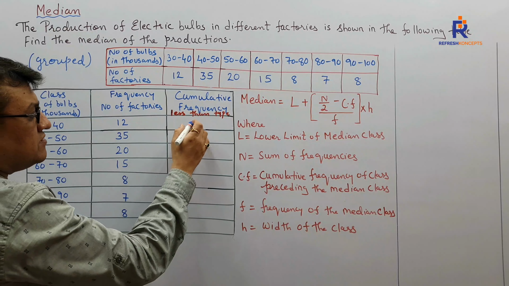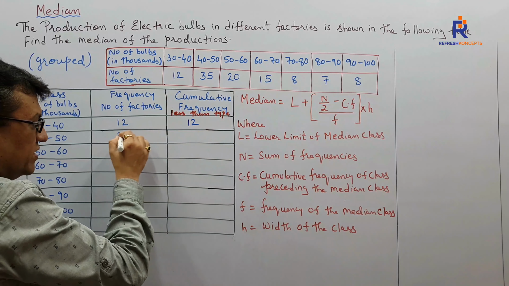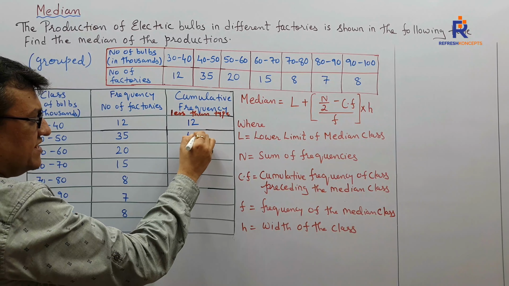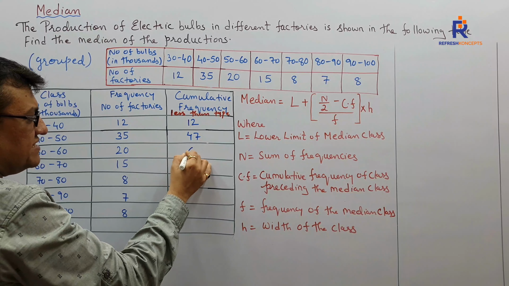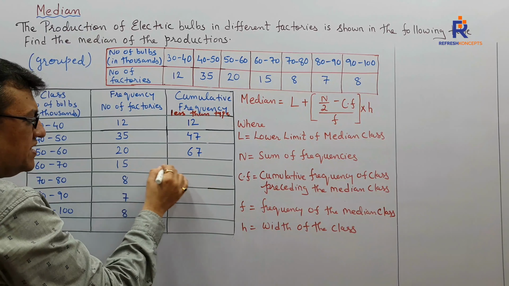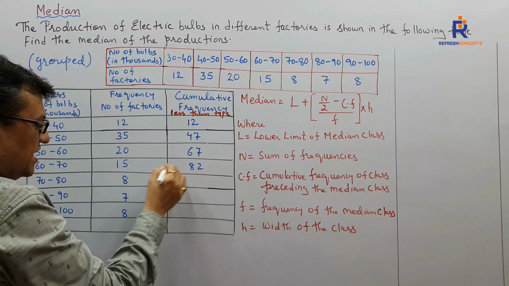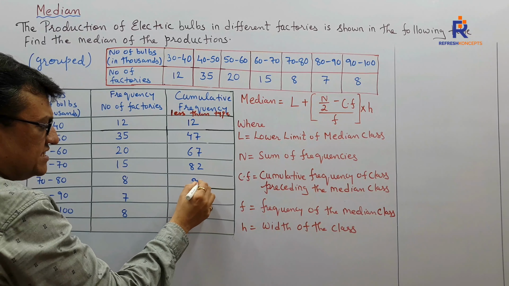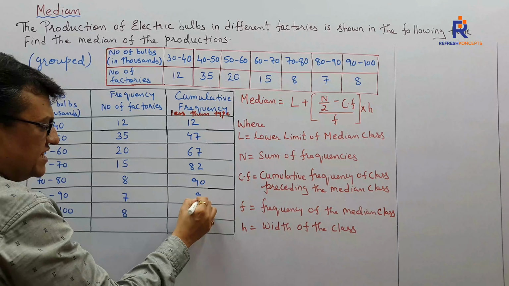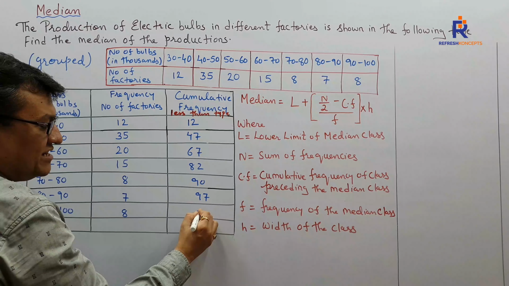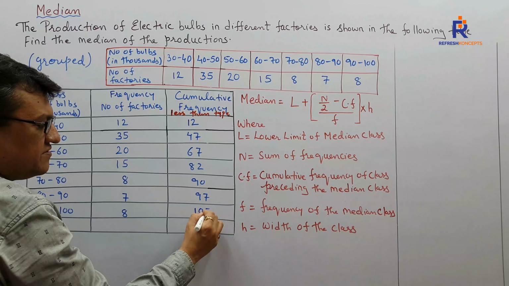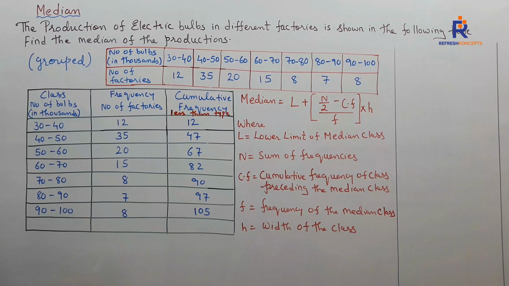So we write down this as 12, 12 plus 35, 47, 47 plus 20, 67, 67 plus 15, 82, 82 plus 8, 90, 90 plus 7, 97, 97 plus 8, 105.